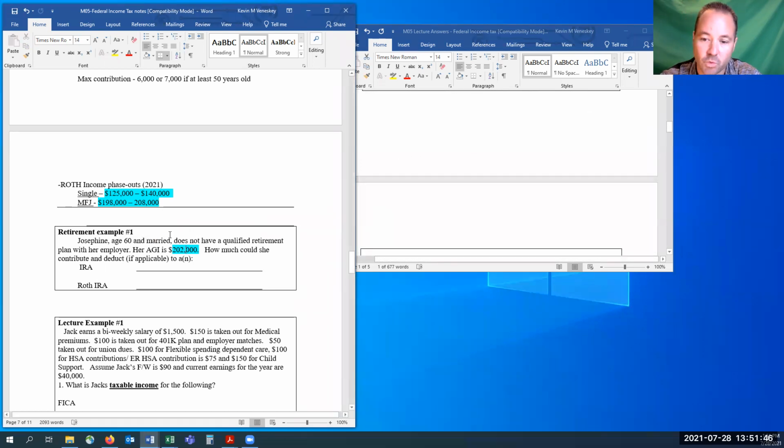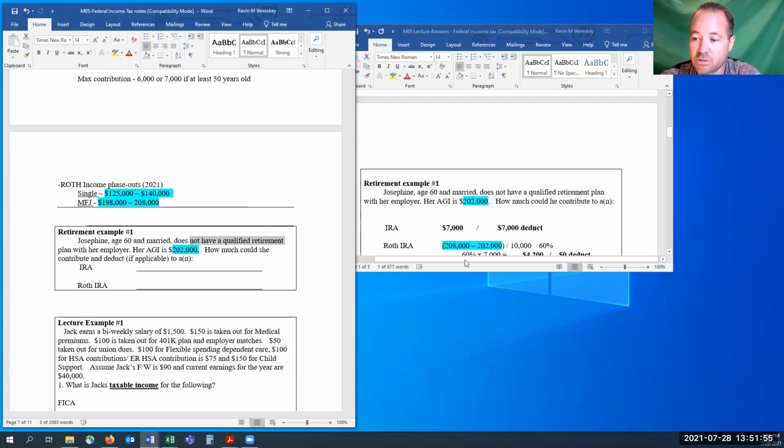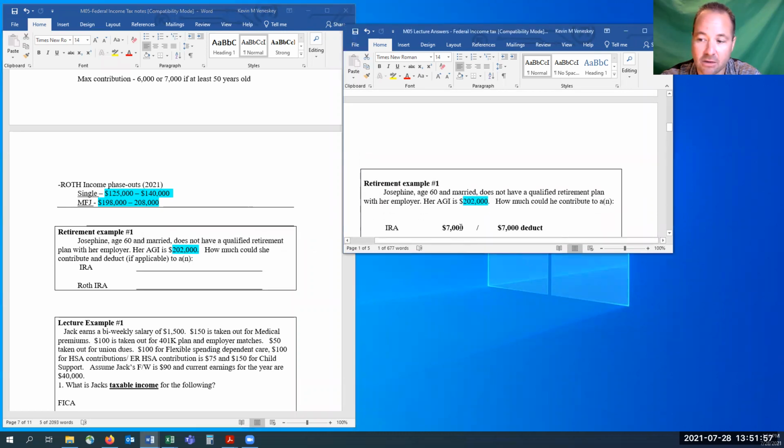Okay, so for the first one, she's not going to be affected by her income at all because the company does not have a qualified retirement account. So she can put away the entire 7,000 and deduct all 7,000 if she puts it into an IRA, a regular IRA.